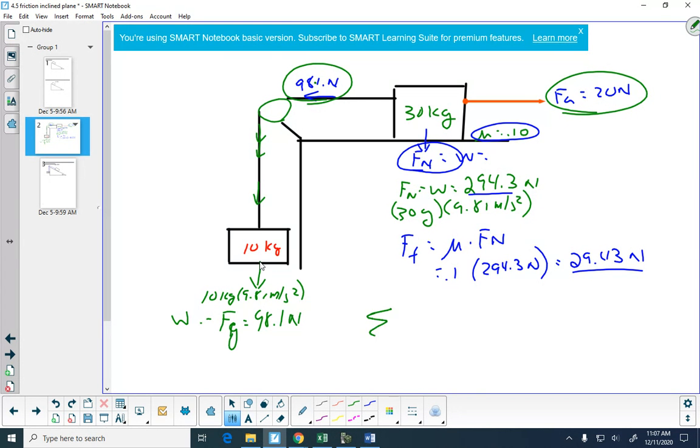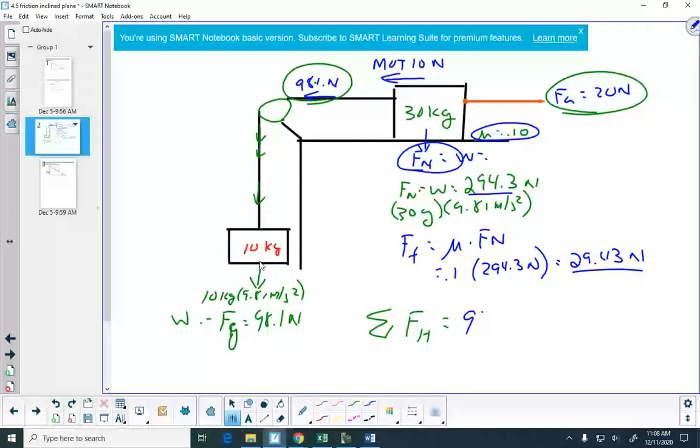So if I start summing my forces in the horizontal direction, once again, I look at motion, and even though it's moving to the left, I look at motion as being in a positive direction, whatever your motion is going to be. So our motion is going to go to the left. Why? Because there's 98.1 newtons pulling to the left, and I have 20 newtons pulling to the right. So whatever the motion is, that's going to be my positive direction.